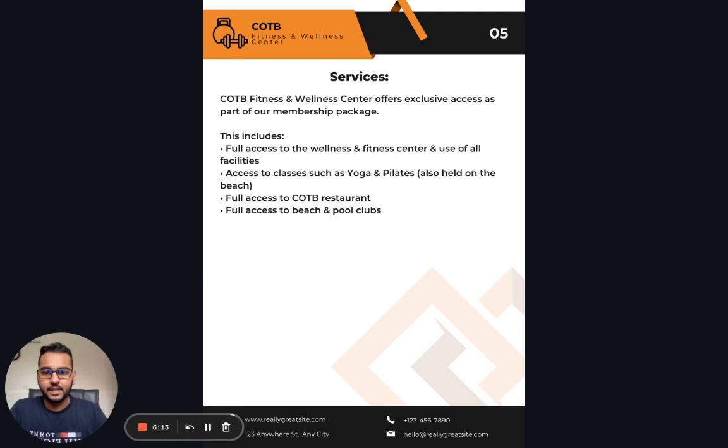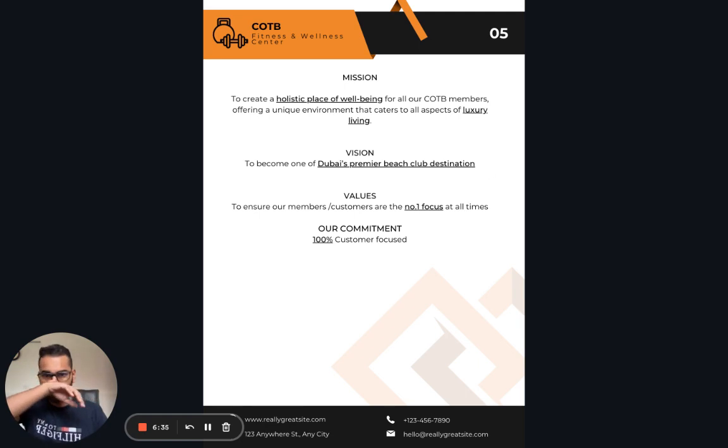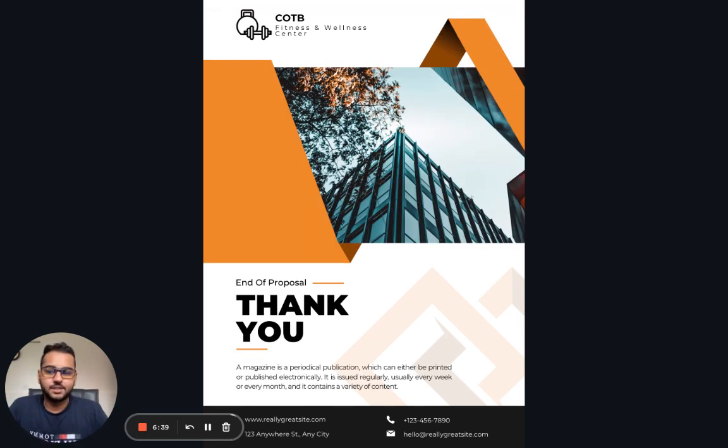And then the last point, no, not last, but services included were full access to the wellness and fitness center, use of all facilities, access to classes such as yoga and other things, full access to COTB, cabana on the beach. That's what it means by COTB. Full access to beach and pool, and then their mission, vision, value, and then there's just the thank you note.